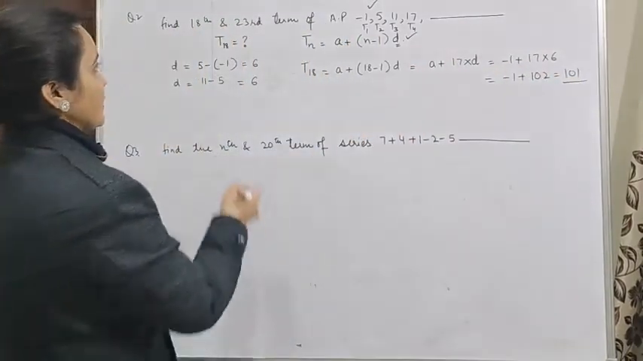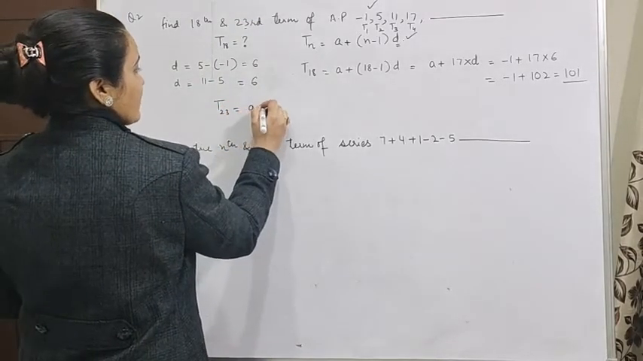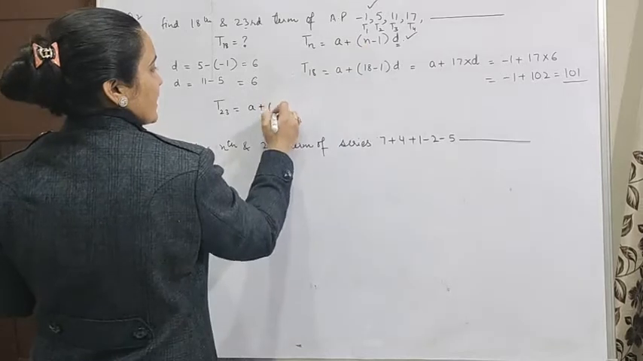Let us now find T23rd term. 23rd term, A plus put n equal to 23 here.